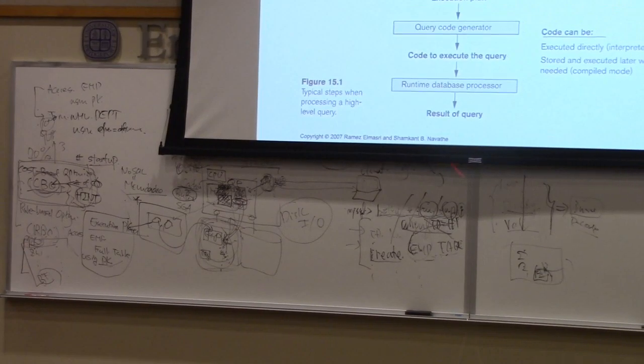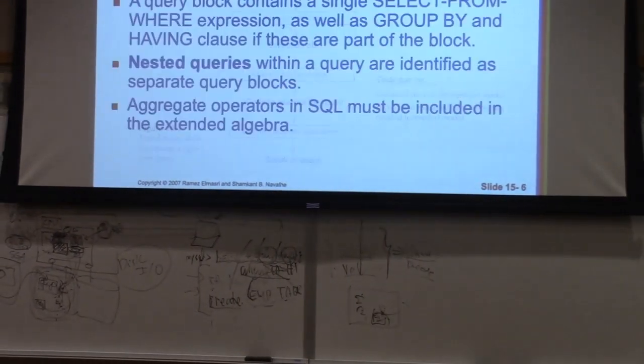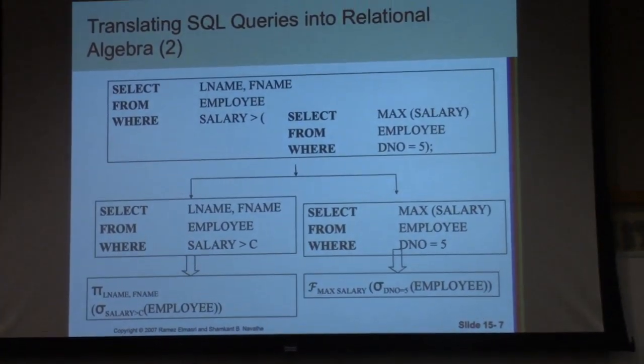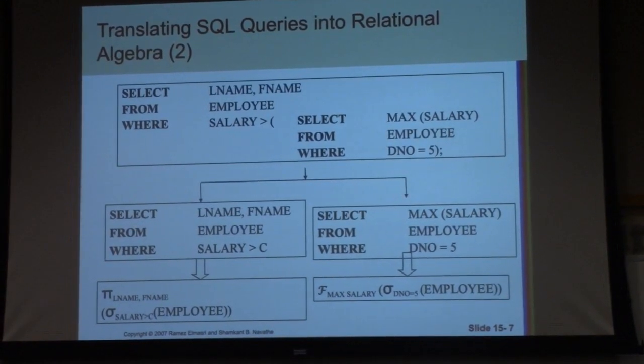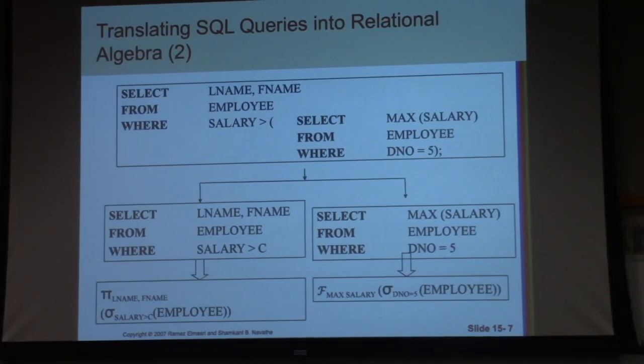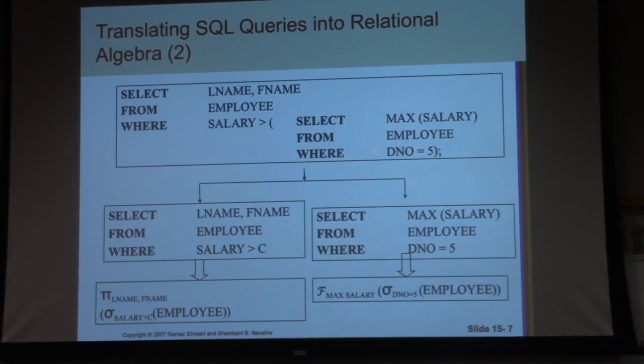Overall, this is called query processing. Okay. So there should be a basic unit of processing for the query optimizer. A query processor can process one SQL block.